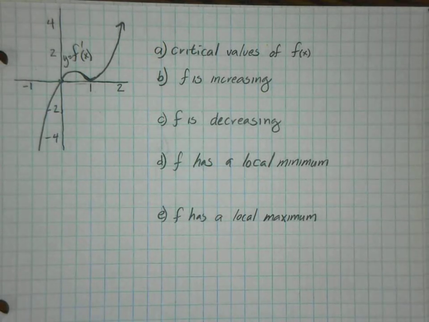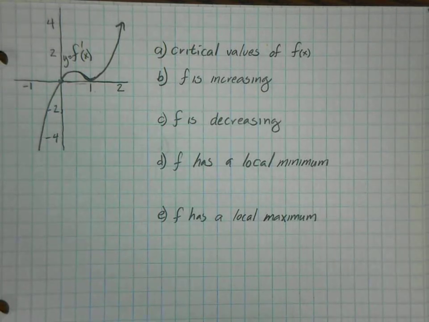f, aren't terribly hard for us because we know critical values of f are where the first derivative of f is equal to 0 or undefined. F is increasing where f prime is positive. F is decreasing where f prime is negative. F has a local minimum where f is continuous and f prime changes from negative to positive. F has a local maximum where f is continuous and f prime changes from positive to negative.